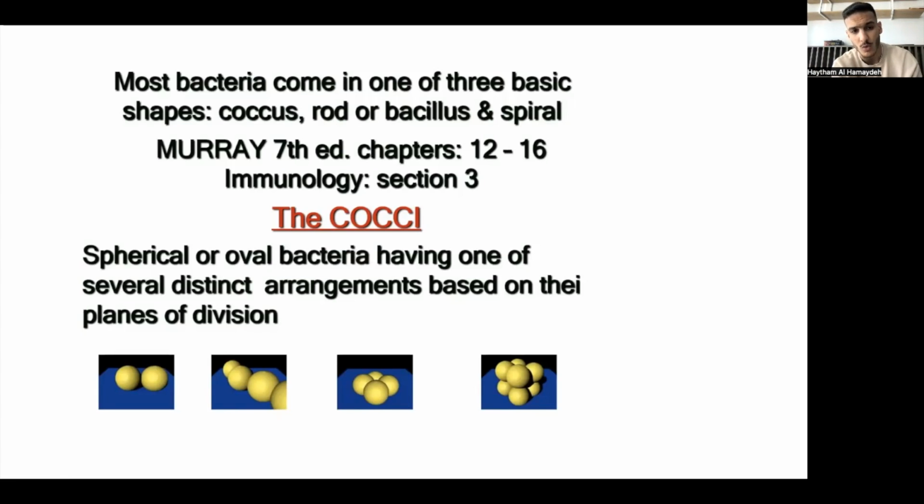So spherical or oval, and you see that the different pictures show different arrangements, and different bacteria that we're going to study in the future are going to be aligned in different arrangements. The first picture here shows how it divides into pairs, or it can create a long strain. Different bacteria can take those different shapes if they're under this category of spherical or oval bacteria.